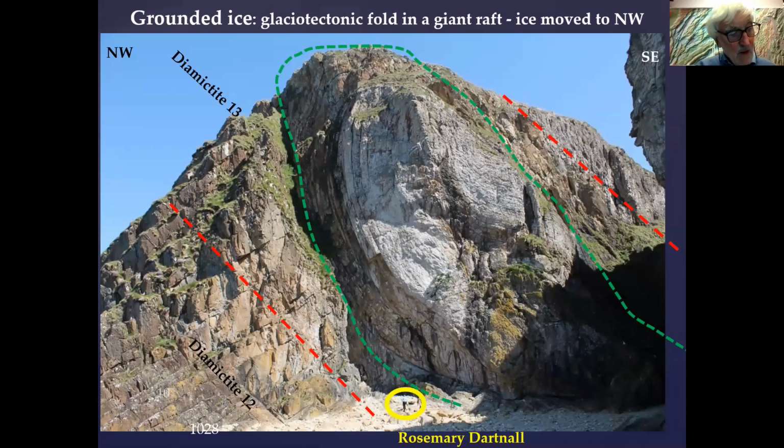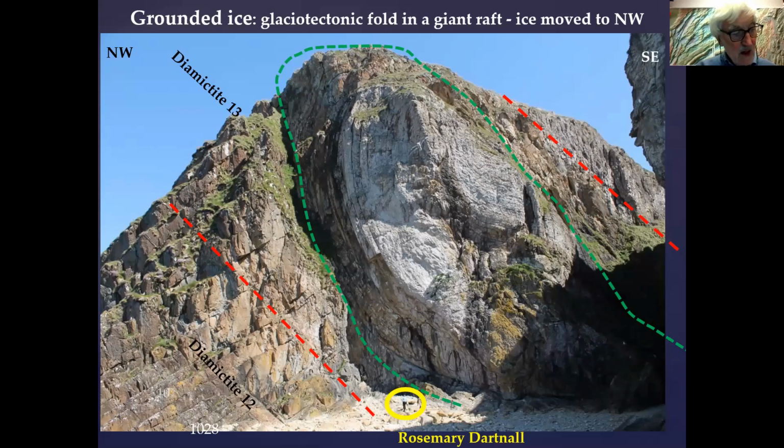Here is one of the features distinctive of a grounded ice sheet, a glaciotectonic fold. The tiny figure outlined in yellow is Rosemary Dartnell. She gives you the scale. The folded rocks are dolomites and dolomitic siltstones.